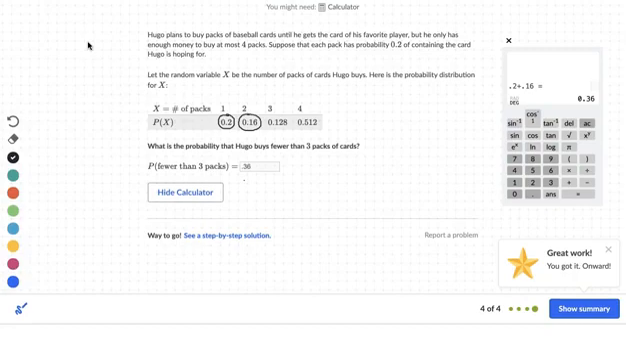So to solve probability questions with discrete random variables, we use addition or subtraction to figure out our probabilities.